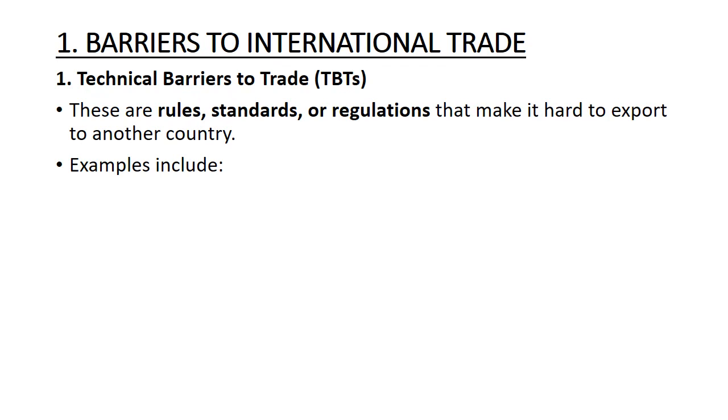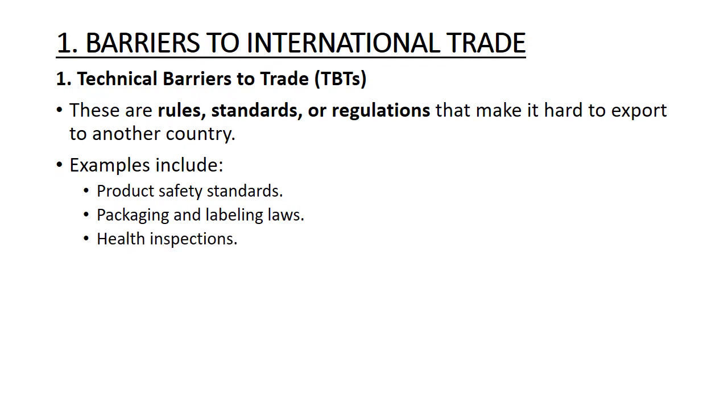Examples of these rules, standards or regulations include product safety standards. You can't just start trading in another country. Whatever product you are selling has to pass certain safety standards. Also, there may be ways to package and label, laws that govern how to package and label in a given country, which are different from the laws in your country. There are also health inspections. Your product has to be inspected to see if it passes health checks.